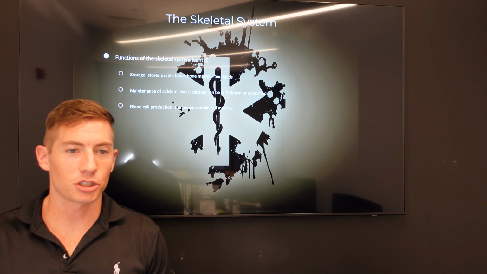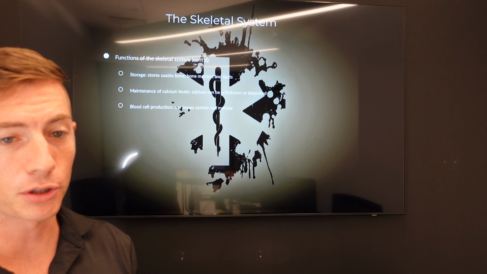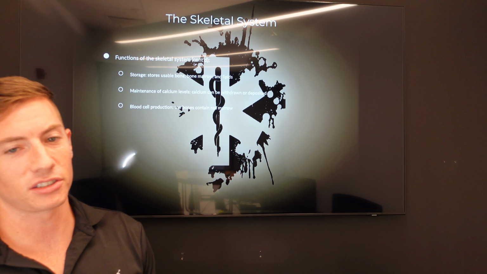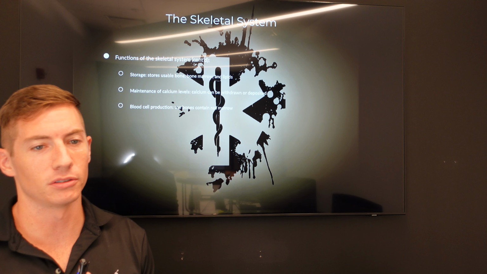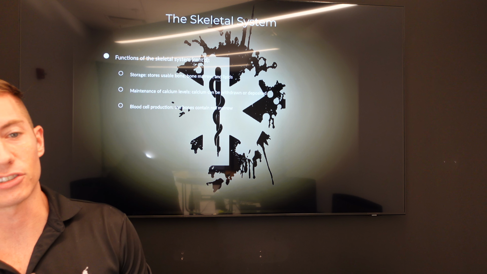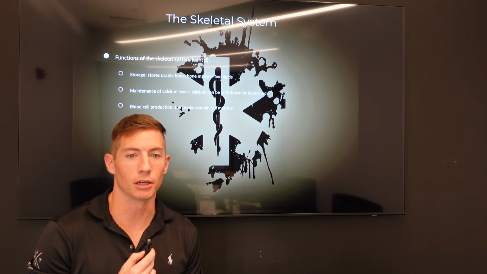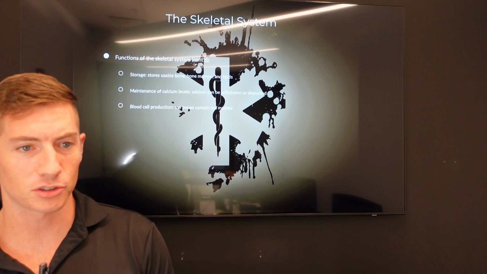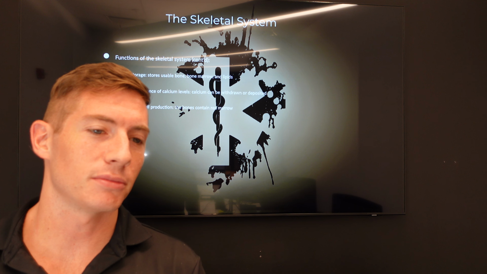Storage. The matrix that gives the bones their strength is composed of calcium phosphate material. This is stored in a usable form in bone. Bones also serve as a storage system for yellow bone marrow, which stores lipids. Lipids are fats.